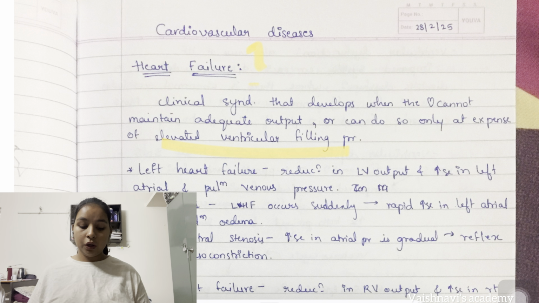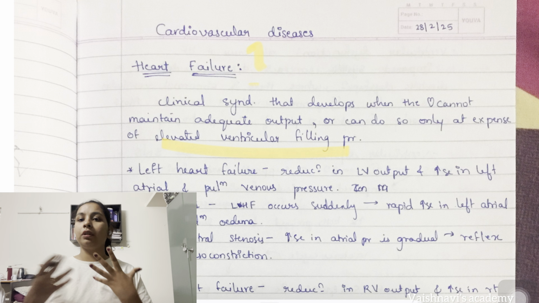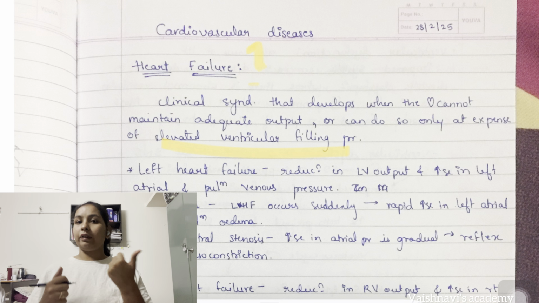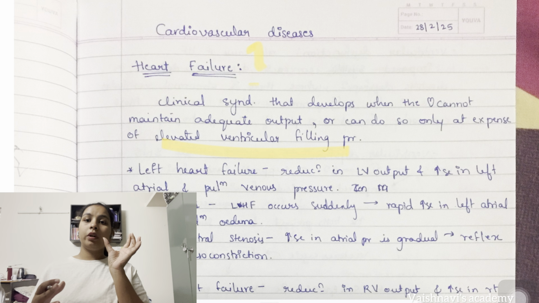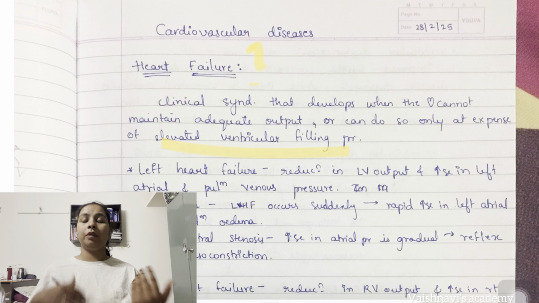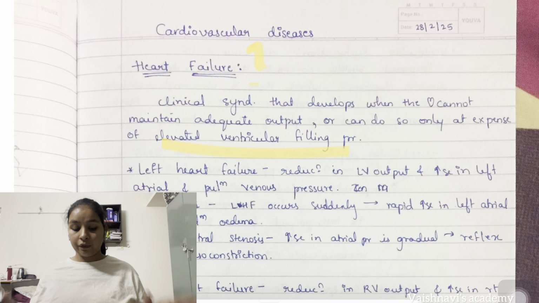Okay, now there are three types of heart failures which we'll learn. First, we all know the basics of the heart: left ventricle, right ventricle, left atrium, right atrium. Okay, so if the left sided heart has failed, then we call it left heart failure. If the right sided heart has failed, then we call it right heart failure. And if both the ventricles fail to perform properly, then we call it biventricular failure.